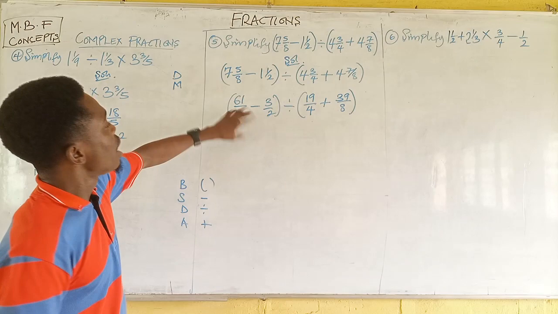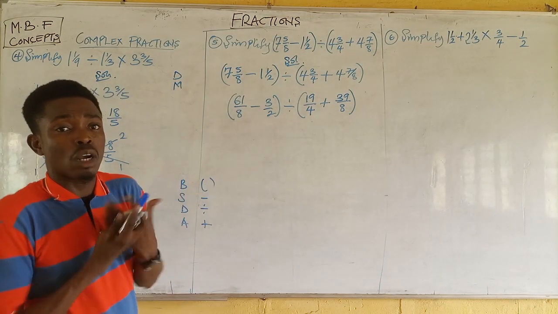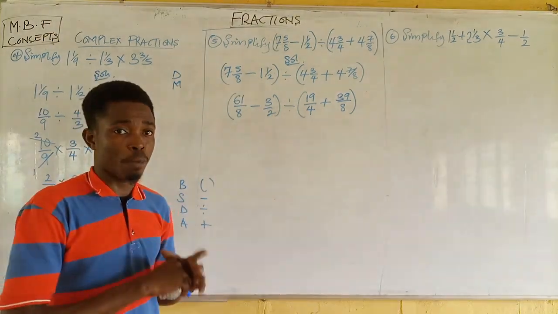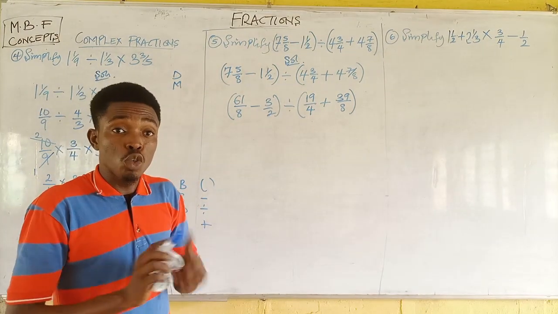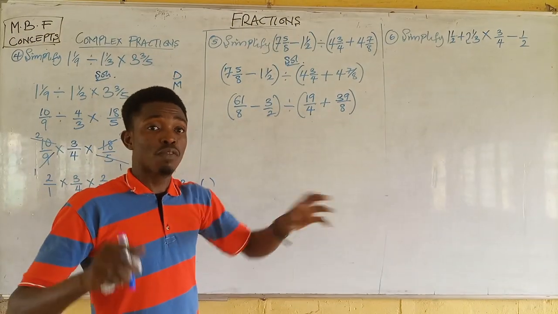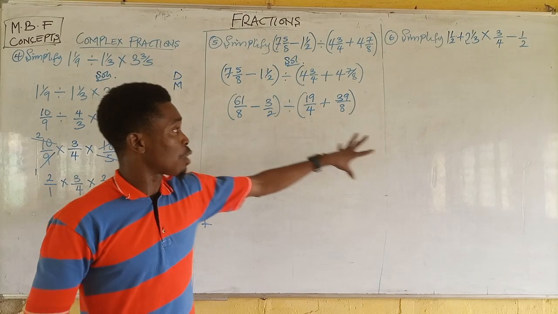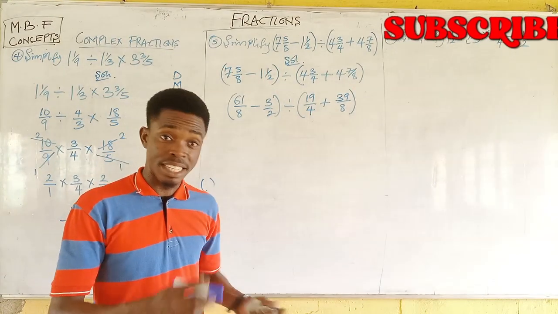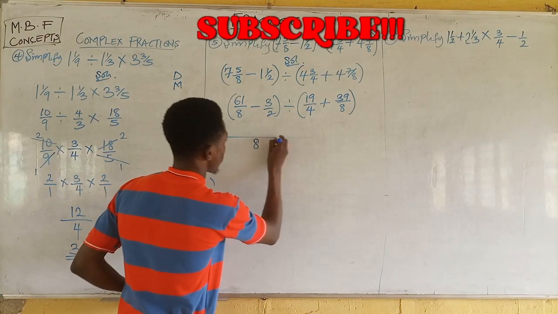Here, we know that these fractions are connected with subtraction. And anytime two fractions are connected with subtraction, what you do is to find the LCM of the denominators. The same thing happens when two fractions are connected with addition. So quickly, inside this bracket, we are going to find the LCM of their respective denominators. The LCM of 8 and 2 is 8, all over.